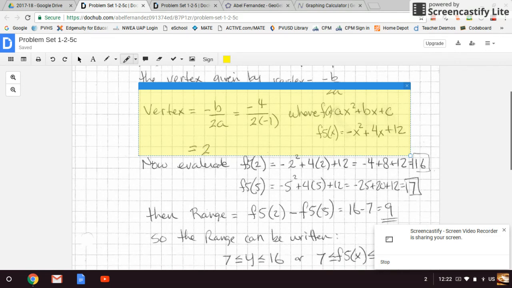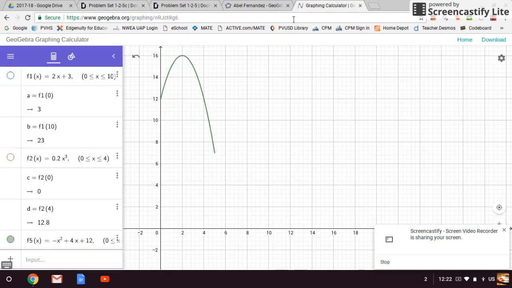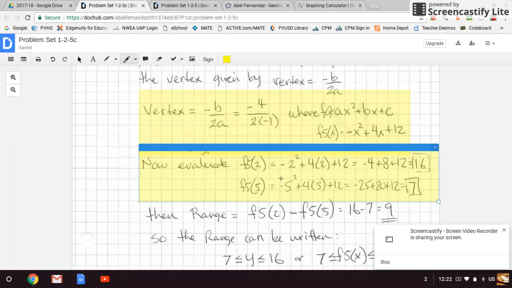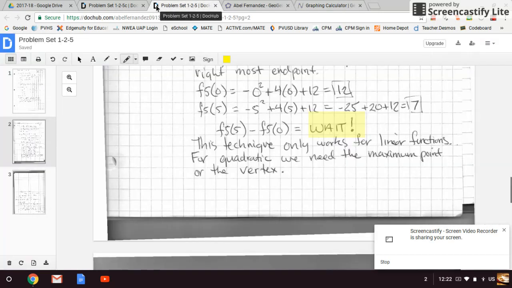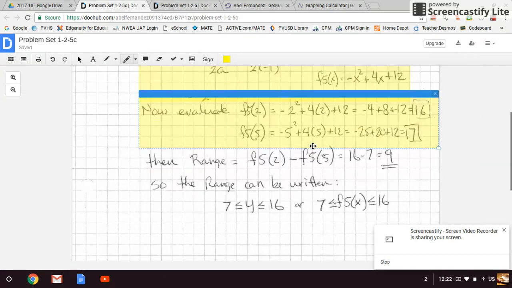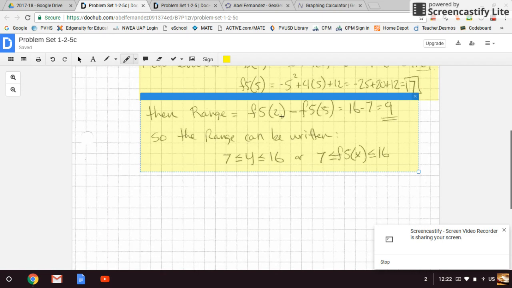And so we evaluate f5 of 2, which is 16, which is our highest point. And we evaluate f5 of 5, which is 7, which you can see is our lowest point. So then the range would be f5 of 2, our highest point, minus our lowest point, equals 16 minus 7 equals 9.